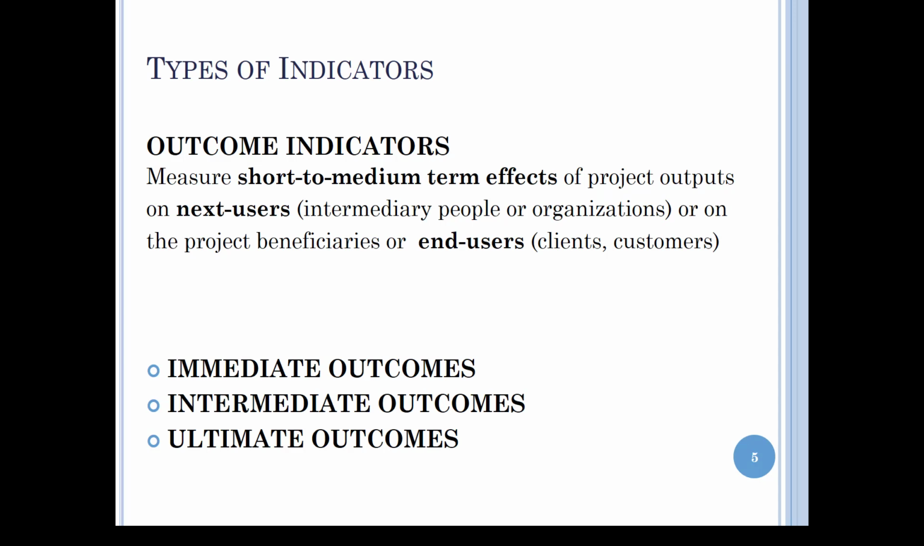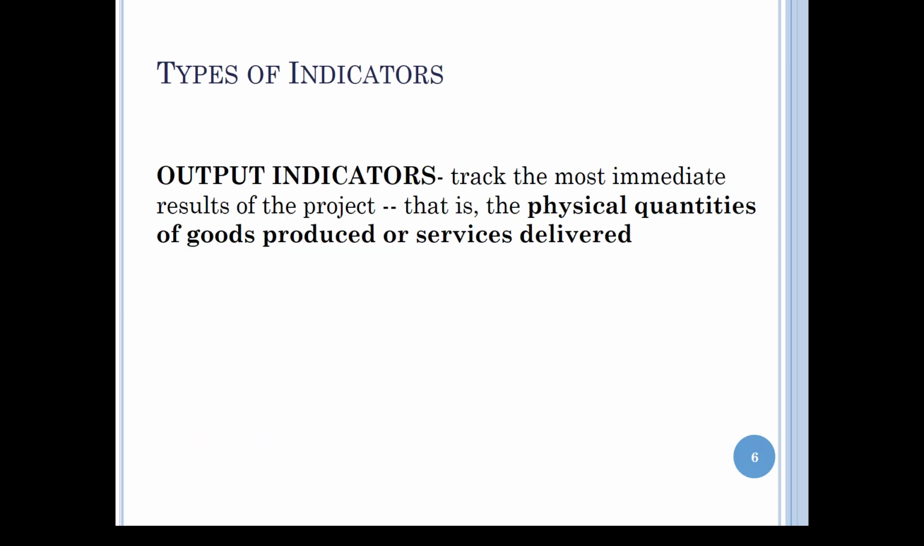Ultimate outcomes measure the sustainable changes in the lives of the beneficiaries as a consequence of the intermediate outcomes. They are more in the long term. For example, average annual incomes of small farmers in a certain region from all sources of their livelihood.